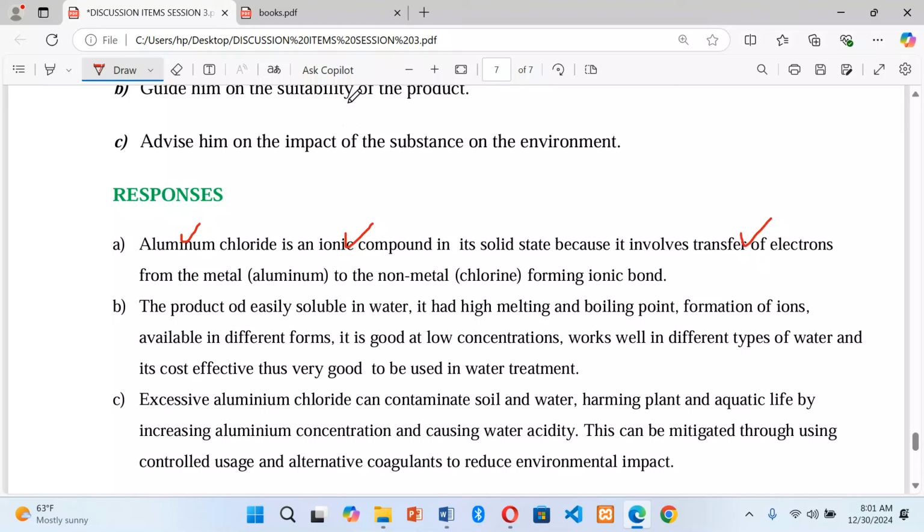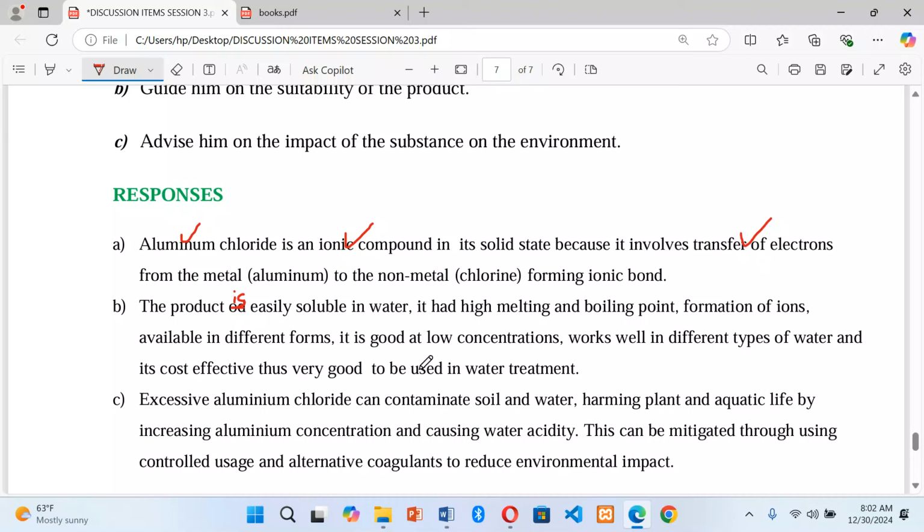In part B, guide him on the suitability. Suitability, we are looking at the properties that make it suitable for its use. So here we can just say the product is easily soluble in water. It has high melting and boiling point. It forms ions. It is available in different forms.